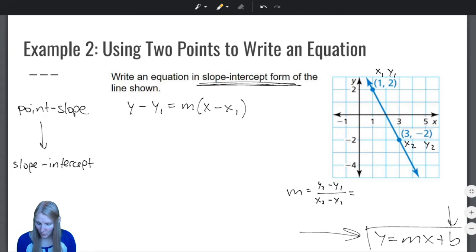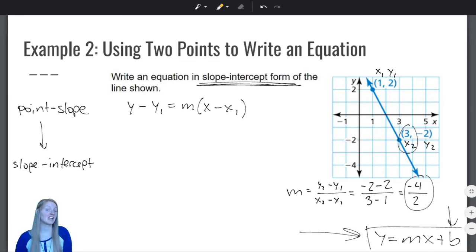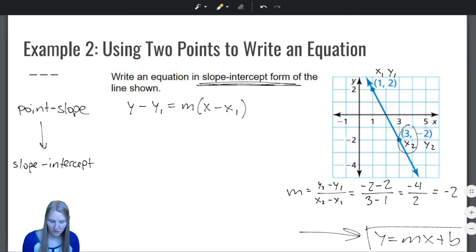So, y2 is negative 2 minus y1 is 2 over x2 is 3 minus x1 is 1. So, negative 2 minus 2 is negative 4. 3 minus 1 is 2. And what is negative 4 divided by 2? Negative 2. So, we know that m is negative 2. Awesome. Perfect.